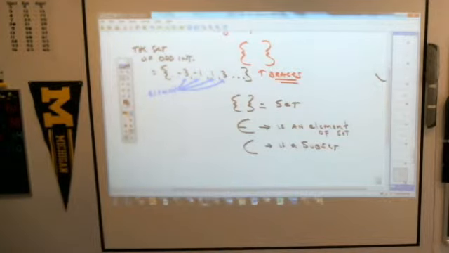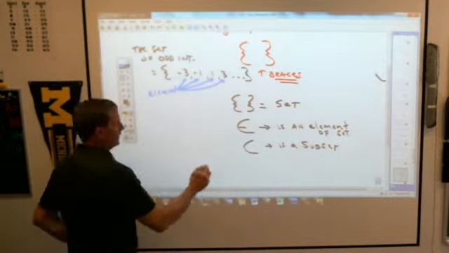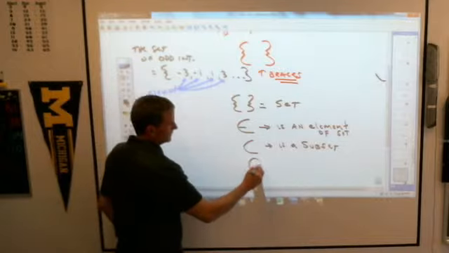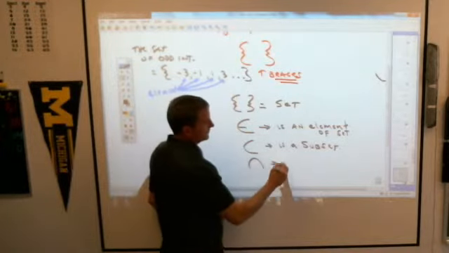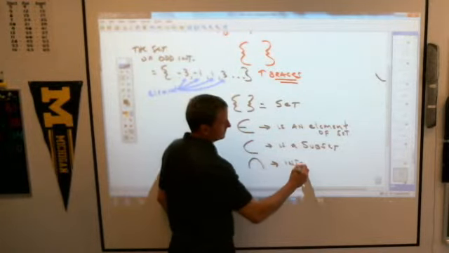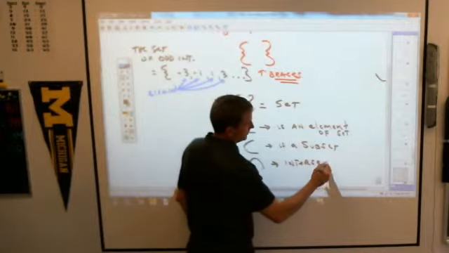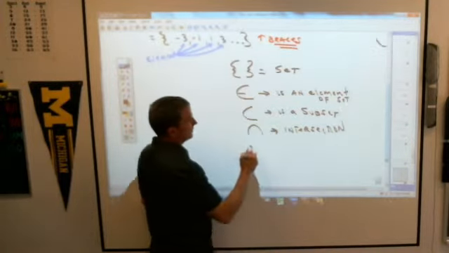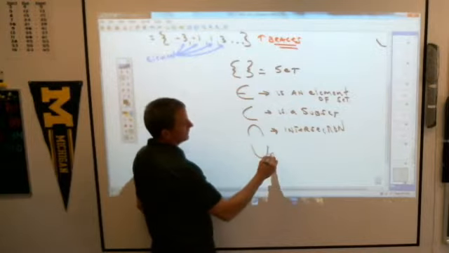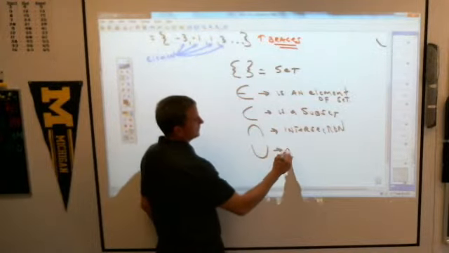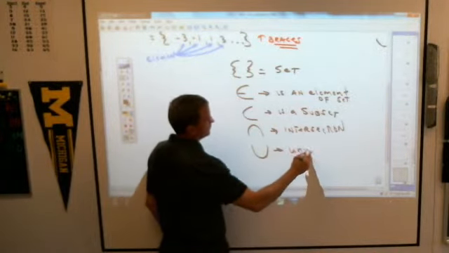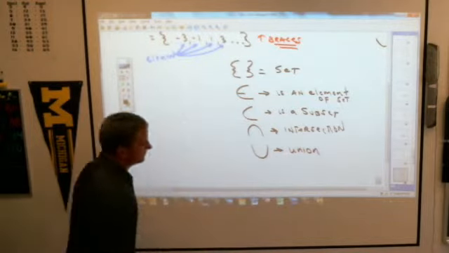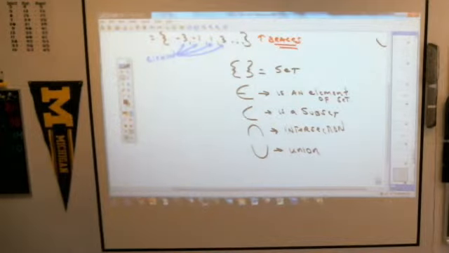You ready? How about this one? If you have this little thing like this, this is called the intersection. And believe it or not, we've got an upside down one that looks like a U, which is good because it stands for the union. And we'll talk about all of these later. We're just kind of getting a list of stuff we're going to talk about here.